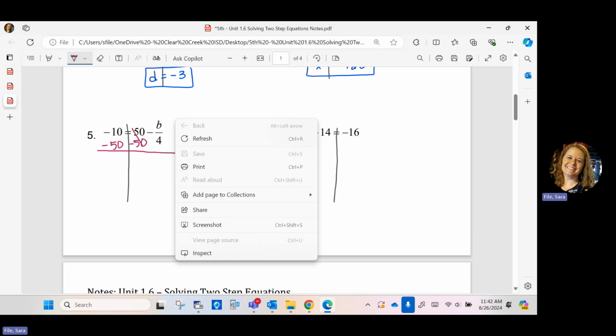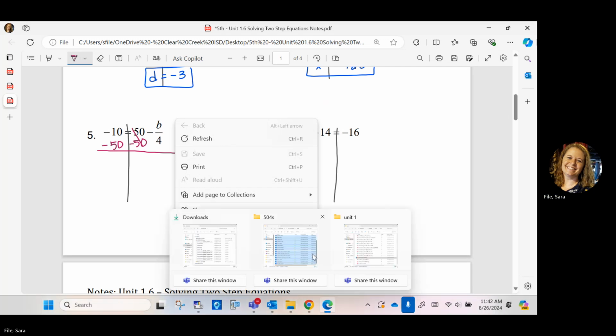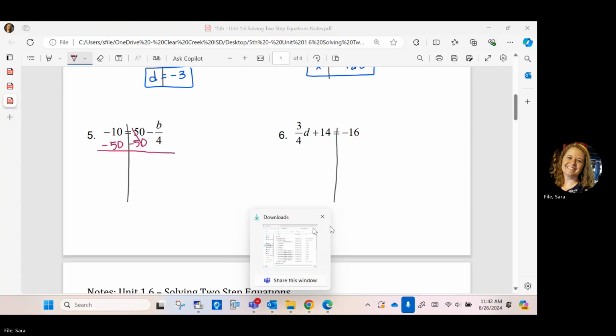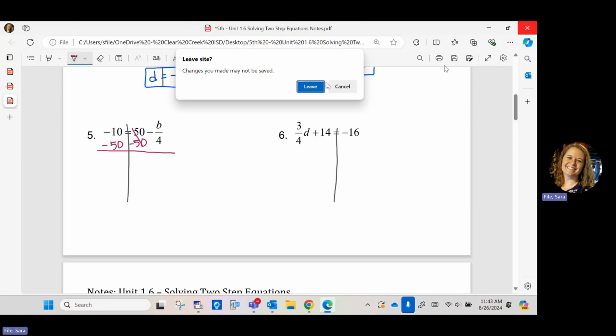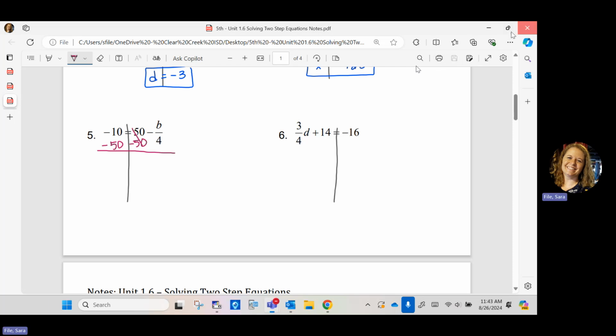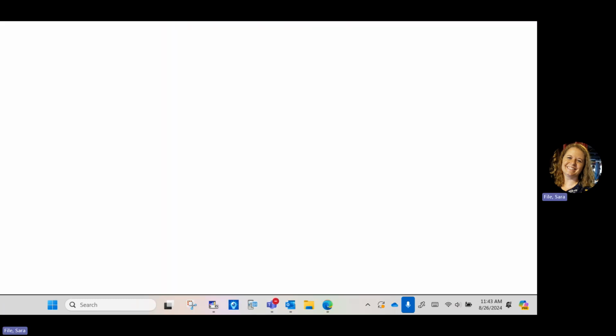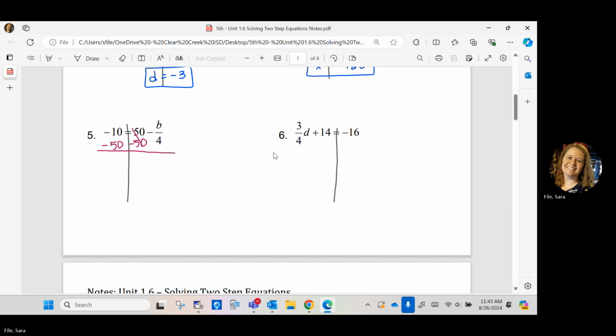Hold on, I've got to close and reopen this because my pen has stopped working. So let me save, close, and reopen. See if my pen will work again. Of course, when I'm trying to record is when it's going to stop working. Y'all stay with me. We've just got a few left.